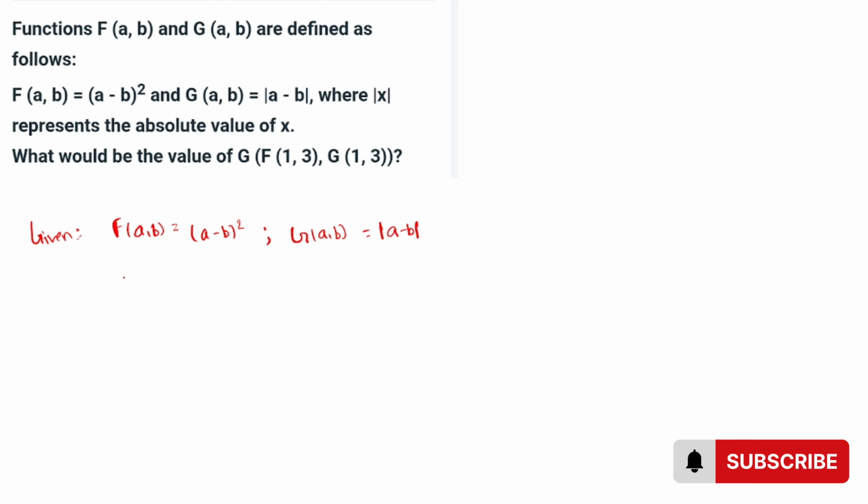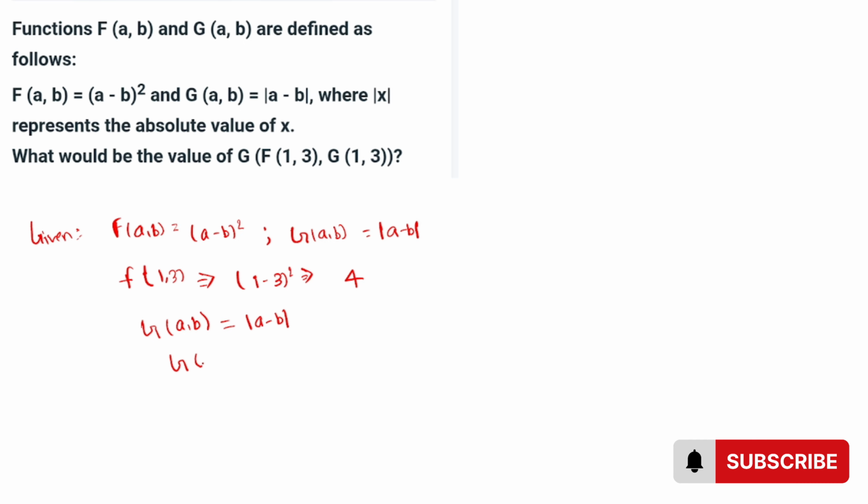How can we arrive at the solution? Let's check once again. F of 1, 3 is asked by the question, so that's why f of 1, 3 is a minus b whole square, where a is equal to 1 and b is equal to 3. So (1 minus 3) square: 1 minus 3 is minus 2, and minus 2 into minus 2 is plus 4. Okay, and g of a, b. So g of a, b is given as mod of a minus b.